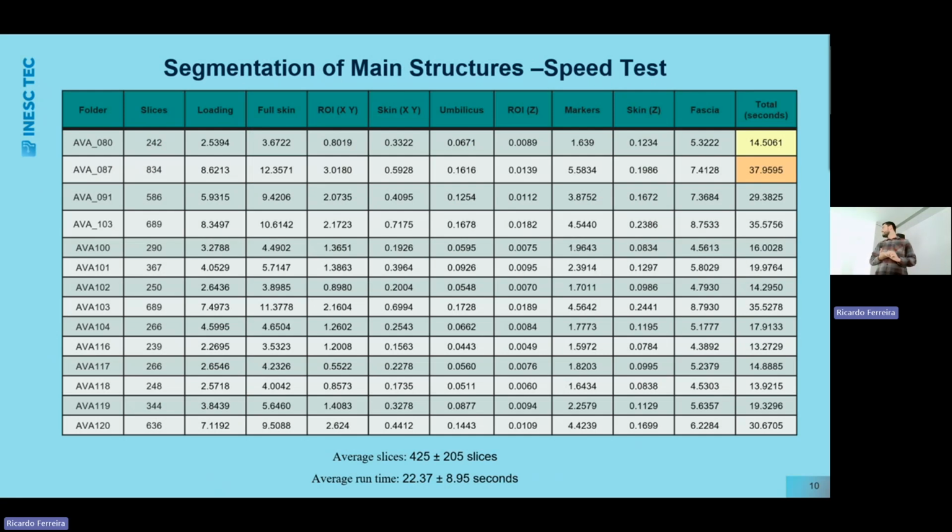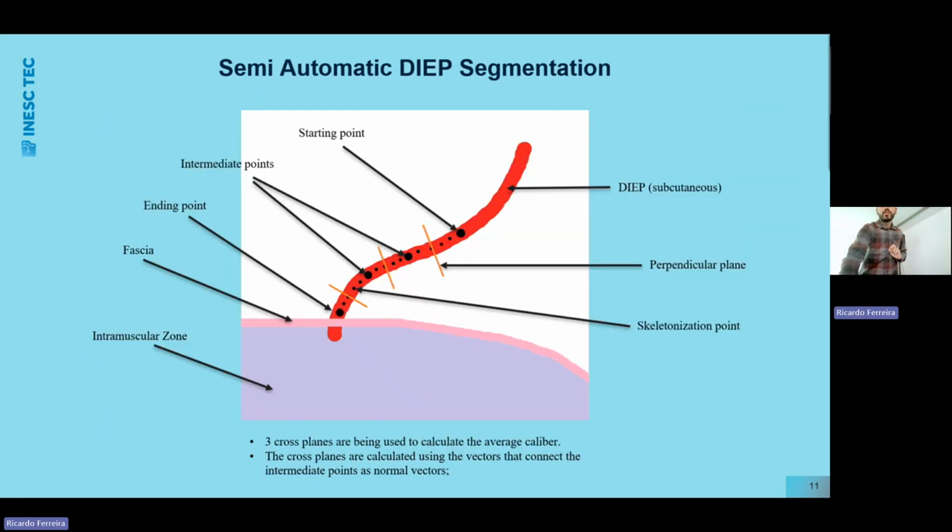I also ran some speed tests on the automatic part. For smaller volumes with 200-something slices, it takes around 15 seconds, and for larger ones, it can take about 40 seconds. It's good considering the manual alternative.